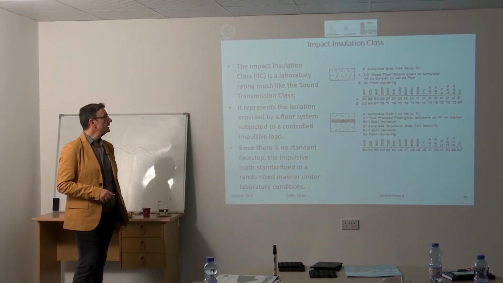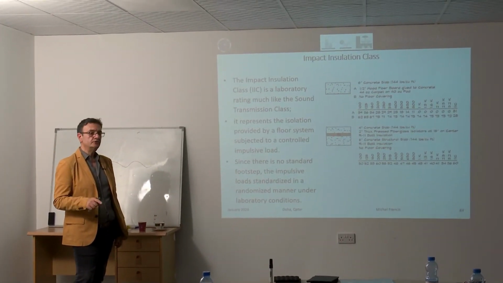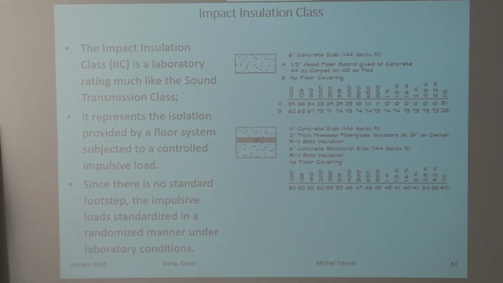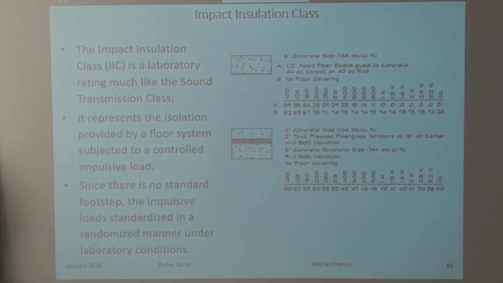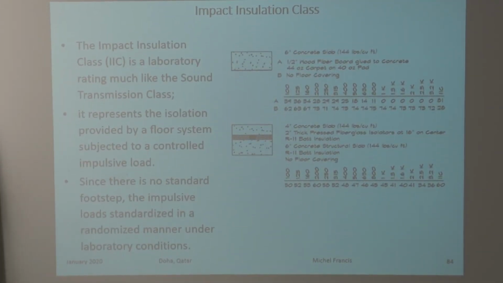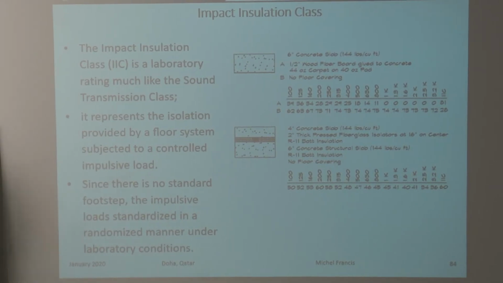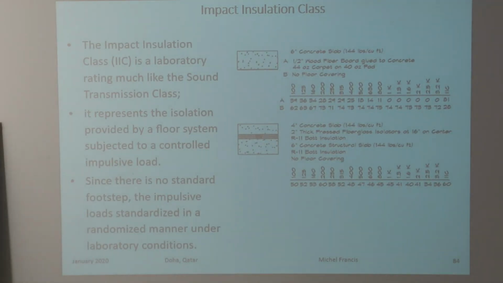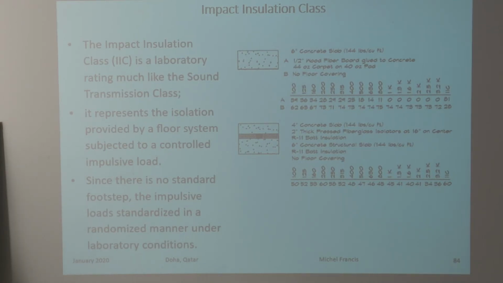This one, which is very similar to your material, so you have concrete and then you have pressed fiber, the isolators are different, and R11 batt insulation. So it's something like a floating floor underlayment. It's going to give you an IIC of 60. That means a reduction of impulse sound of 60. So that layer of soft material in the middle is going to stop the sound of impulsive noise coming through that material from one side to the other.